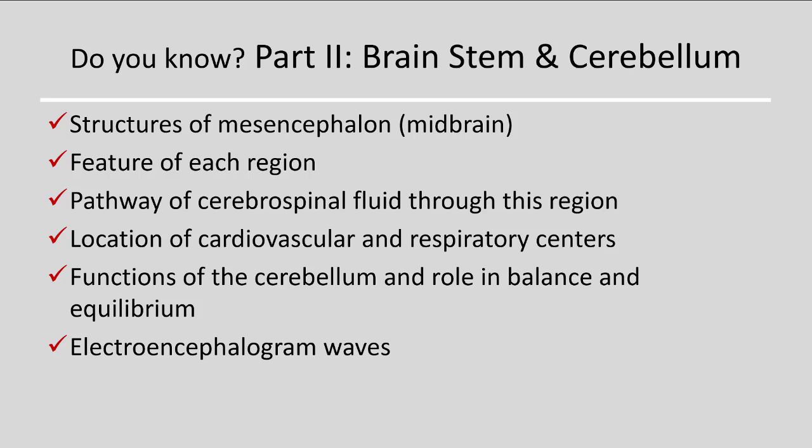You should know the structures of the brainstem, being the midbrain, the pons, and the medulla. You should know the features and functions of each of these regions. You should also know the pathway of cerebral spinal fluid through this region, and where you can find cardiovascular and respiratory centers. You should know the functions of the cerebellum and the role it has in balance and equilibrium. You should know about the various EEG waves and what they represent, and what state a person would be in when a particular wave dominates.